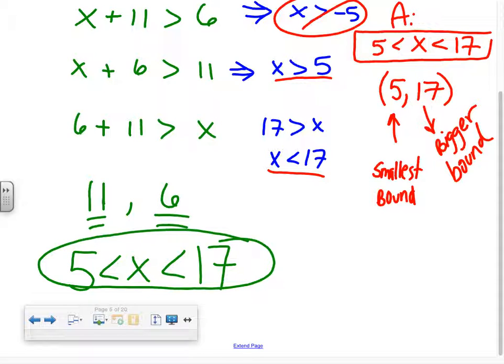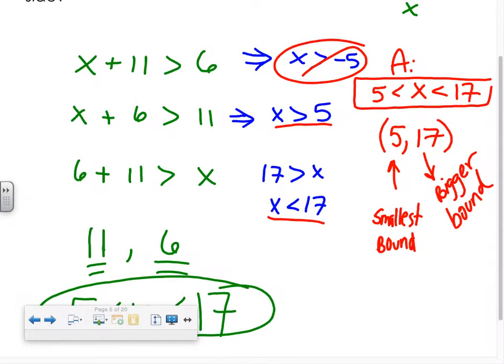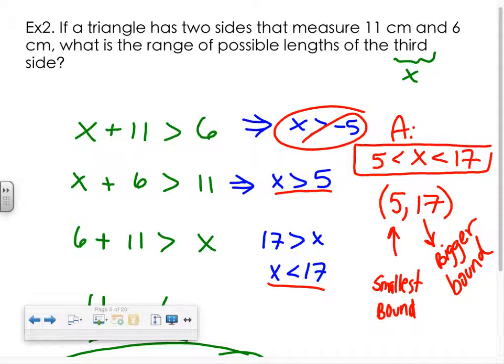So you don't really have to set up these inequalities. You can just add the numbers, 11 and 6. That's going to be your upper bound. Subtract the larger minus the smaller to get the lower bound. Just make sure you realize that those are non-inclusive symbols. It can't be 5. It can't be 17. It can only be the things between 5 and 17.